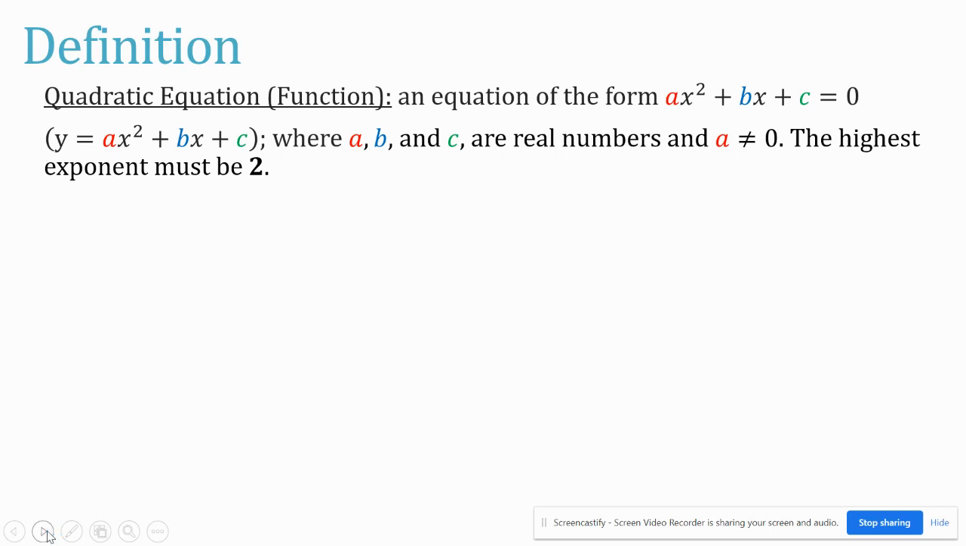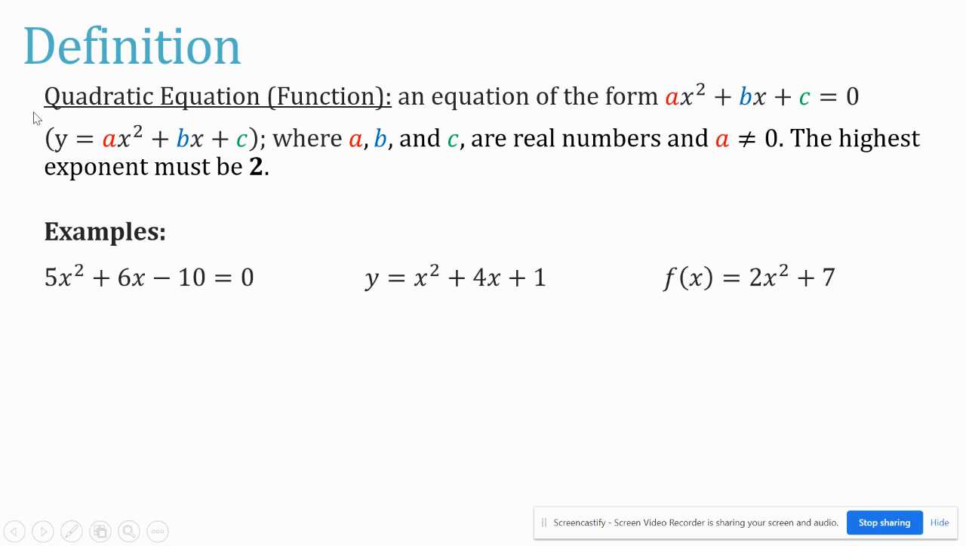So here are some examples of quadratic equations. Here we have 5x squared plus 6x minus 10 equals 0, y equals x squared plus 4x plus 1, and then here we have a quadratic function, f of x equals 2x squared plus 7. Remember, f of x is just a fancy way of saying y. And notice all of these have equal signs. That's important. This is an equation, so there must be an equal sign.